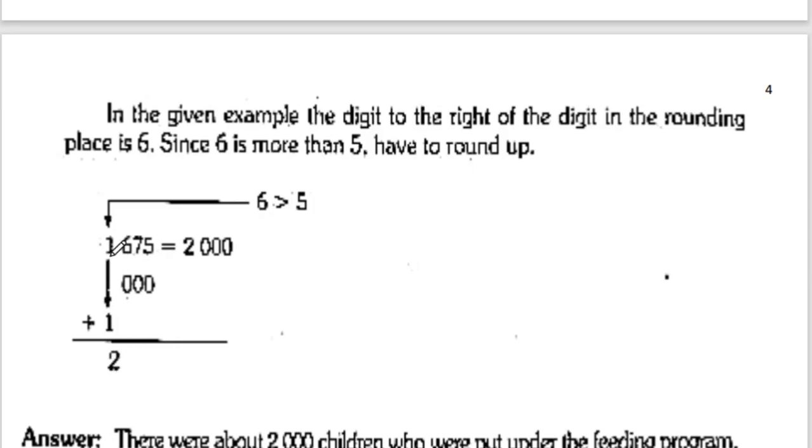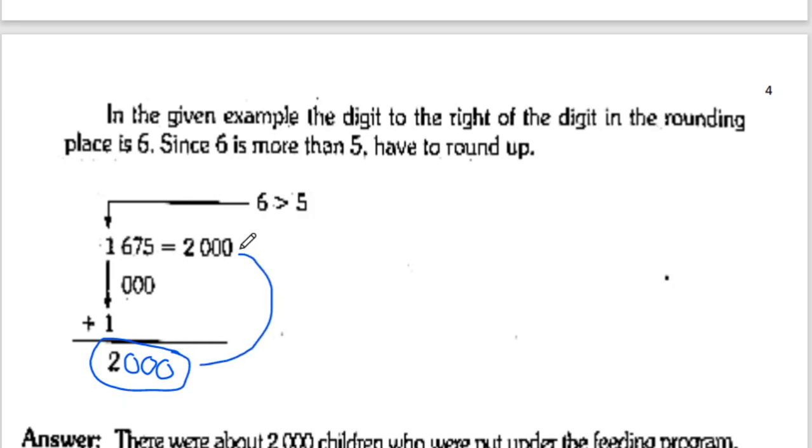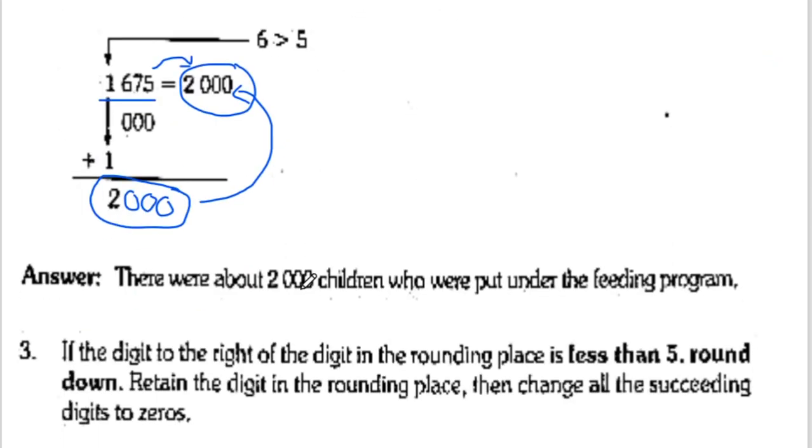And then the rest of the succeeding numbers will become 0. 6 will become 0. 7 will become 0. 5 will become 0. And you may also copy 0 in here below. And then the final answer or the result, 2,000. So if the question is, can we round up the given number 1,675? Yes. And your answer will be 2,000. Okay?